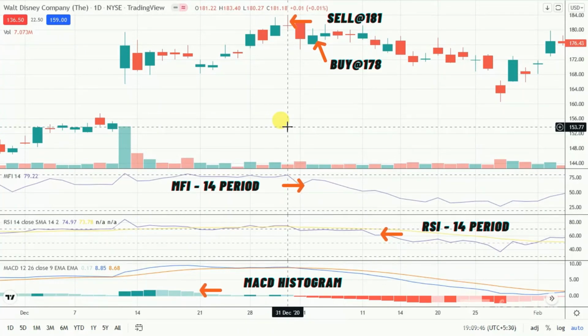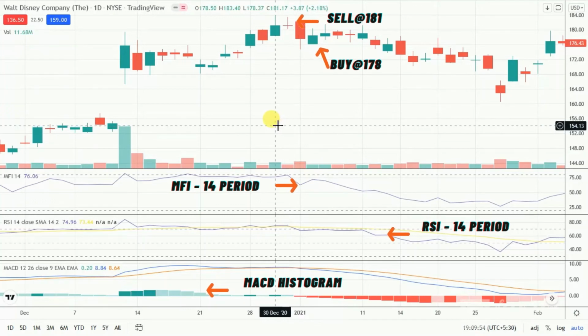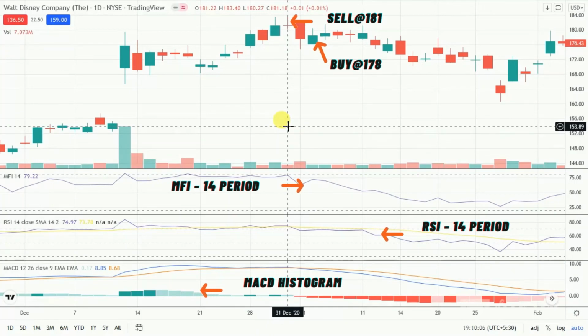So condition number 1, MFI was at 79.22. Is that greater than the MFI value the previous day? Yes. So previous day it was at 76.06. So the current value is greater, which means condition 1 is met. Condition 2, RSI is at 74.97. That is also greater than 70. So condition 2 is met.